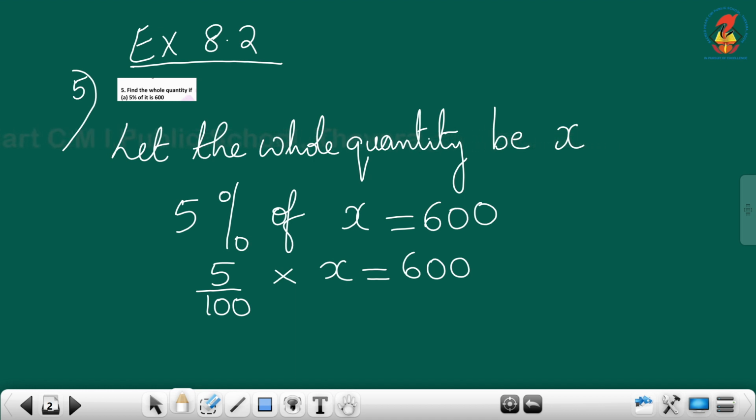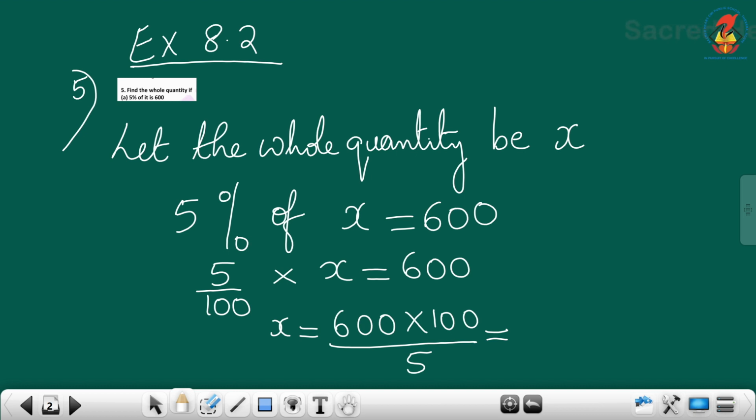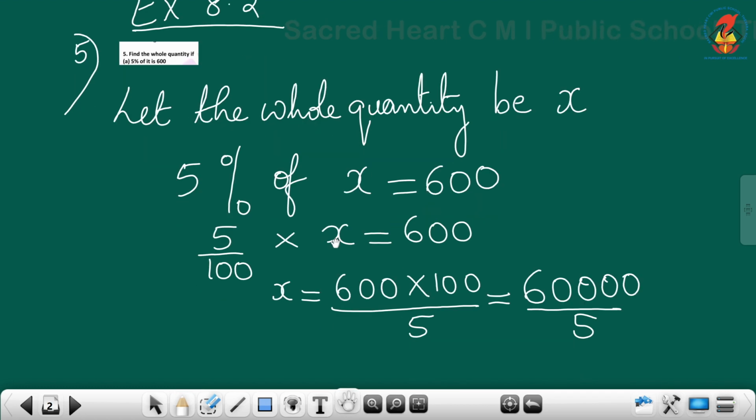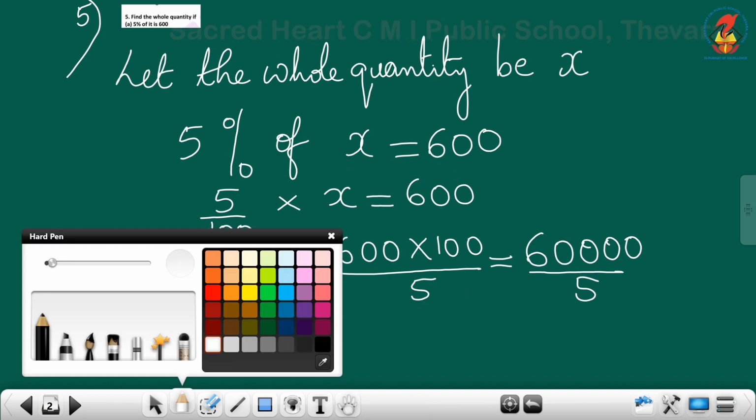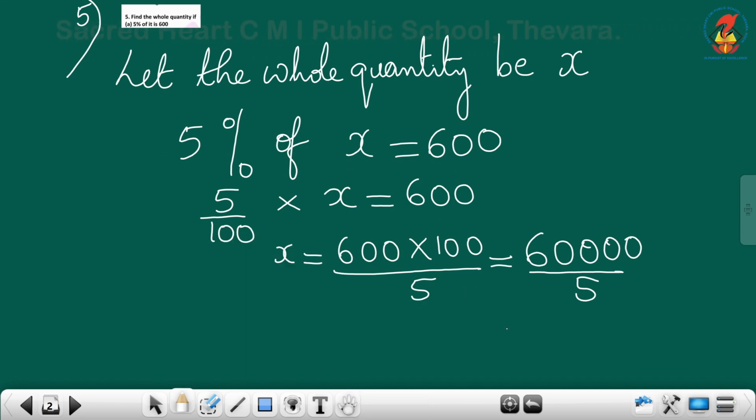That means use your transposing method. The 100 is division here, so take that to the other side. So what will happen? 600 into 100. This 5 is multiplication here, so it will come as division, transposing method. Okay, so 600 into 100, what is the answer? 60,000 divided by 5. What is the answer? 60,000 divided by 5 is equal to 12,000.